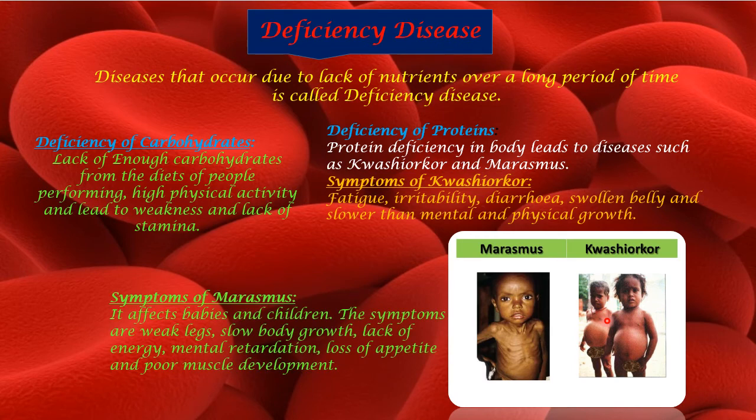Symptoms of marasmus. See here, the picture I have included even for this. It affects babies and children. The symptoms are like weak legs. From the body itself we can identify the legs are weak, slow body growth, lack of energy, mental retardation, loss of appetite, and poor muscle development.